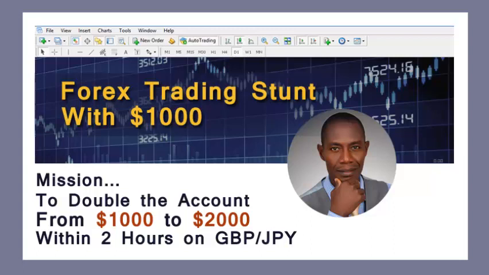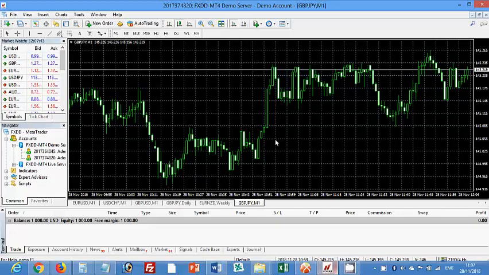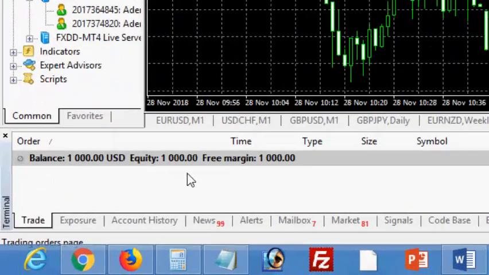And I also want to show you the risk involved and how you should not trade. This is how you should not trade. So let's go to the trade. Let's go to MetaTrader and see how it goes. Now you see the account balance is $1,000, and the intention is to turn it into $2,000.